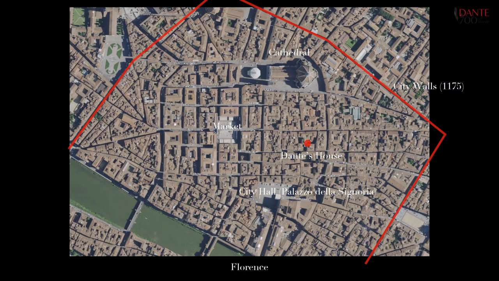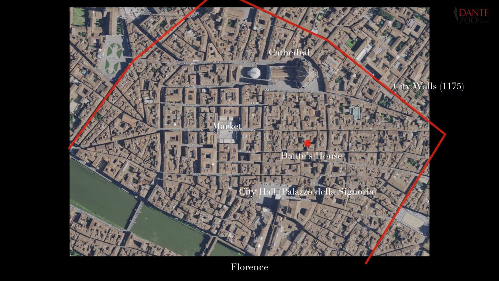So the two buildings that we've just seen constituted the two political centers of Florence. All medieval cities in Italy are structured around two centers of power, not one. So on the top, you find the cathedral, right, which is next to the bishopric, where the bishop lives and where the canons live. And this represents the ecclesiastical power in the city of Florence. And on the other side, you find the city hall, the Palazzo della Signoria.